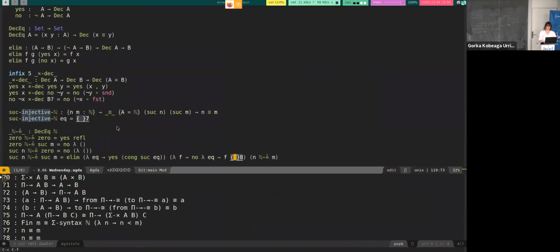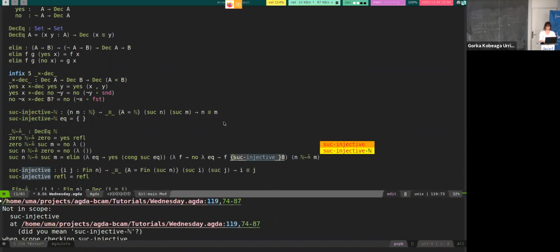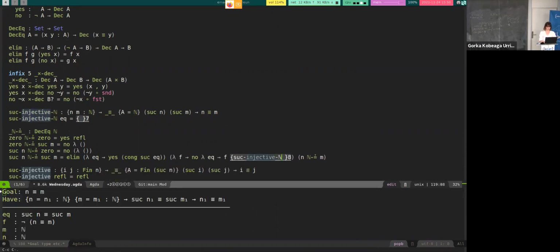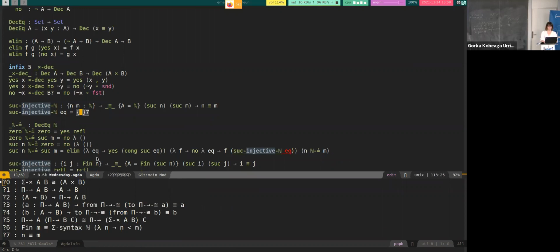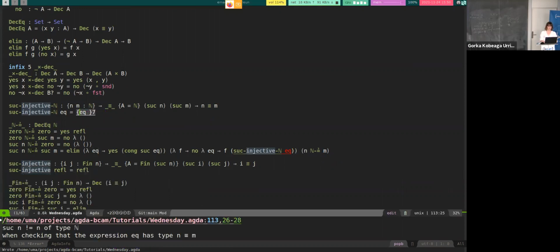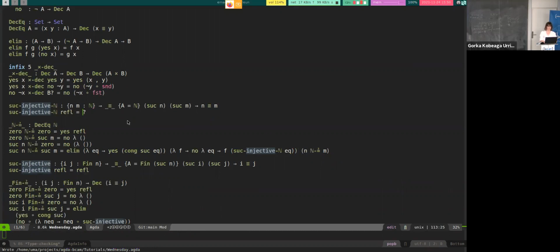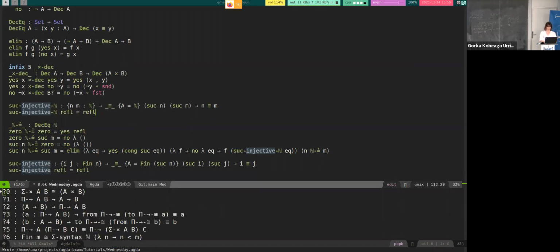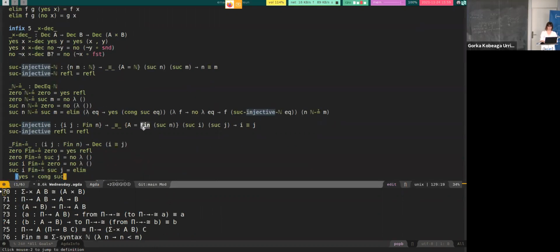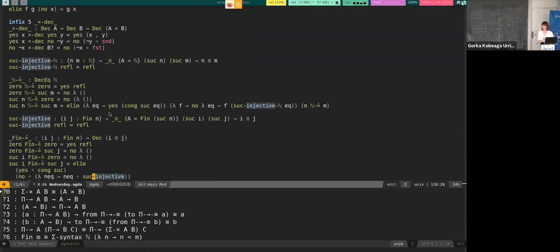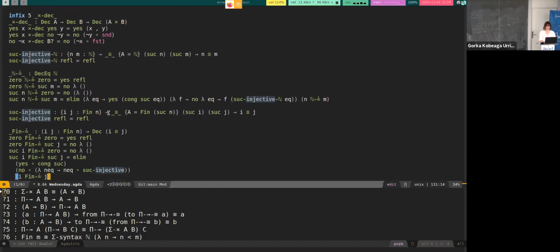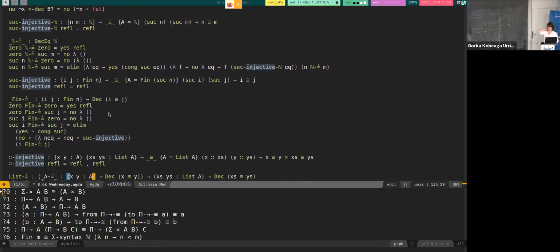Okay, so small tangent there, but I can use that proof and pass it this equality on the successors to get to this equality on the thing without the successors, and then punch it in. And to prove this is just by pattern matching on the equality. Yeah, this is how you prove that the natural numbers have decidable equality. Any questions with that?